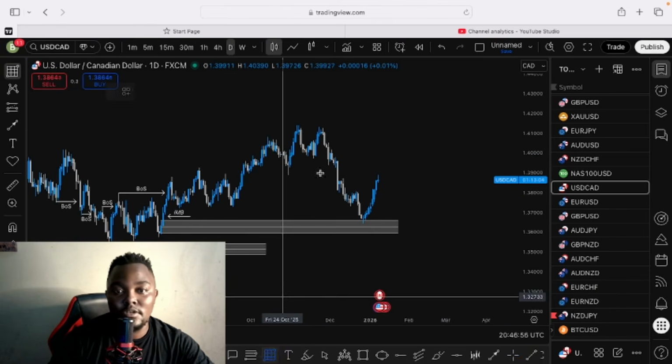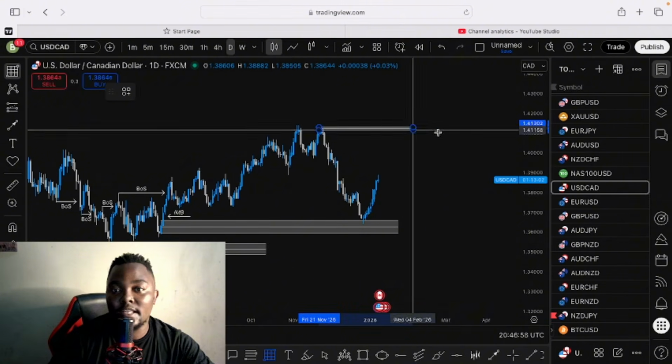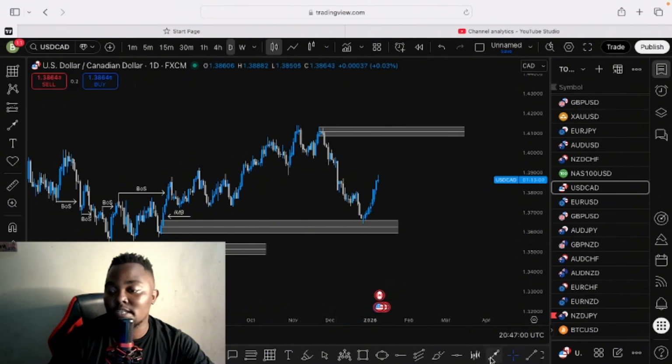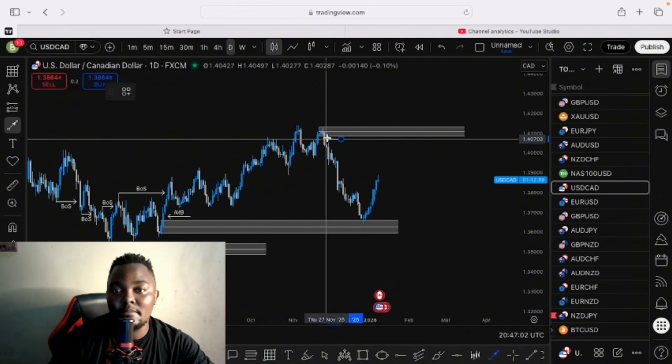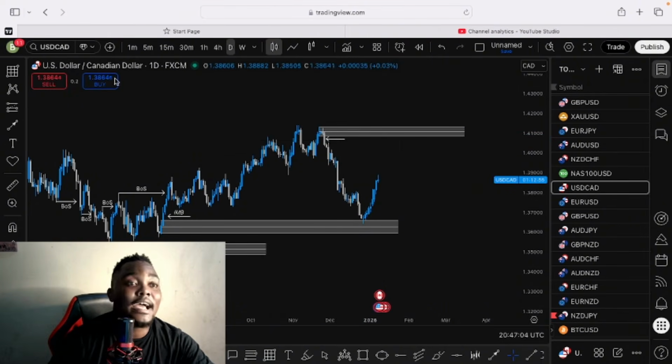So around here, this is the area that I'll be expecting the market to reach, and that is the imbalance that I was talking about on the higher time frame.